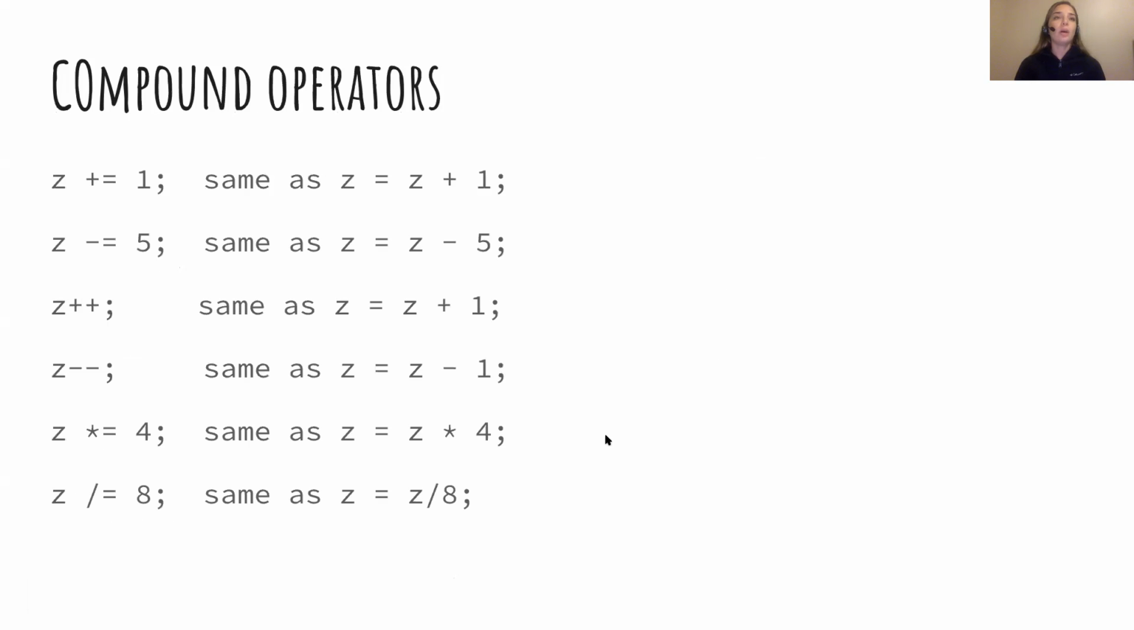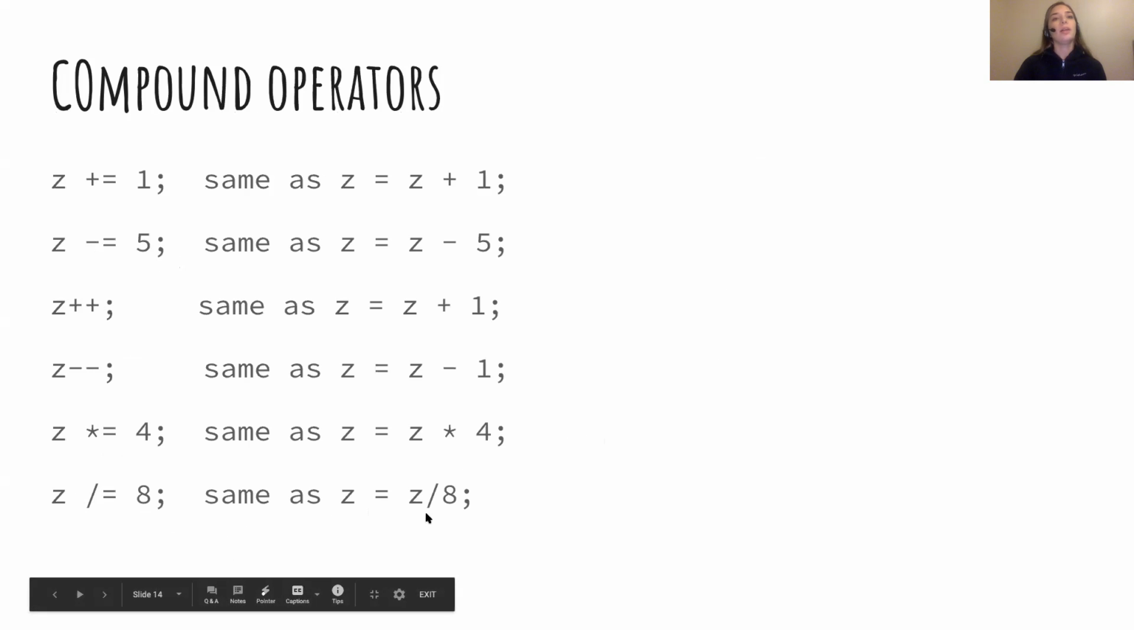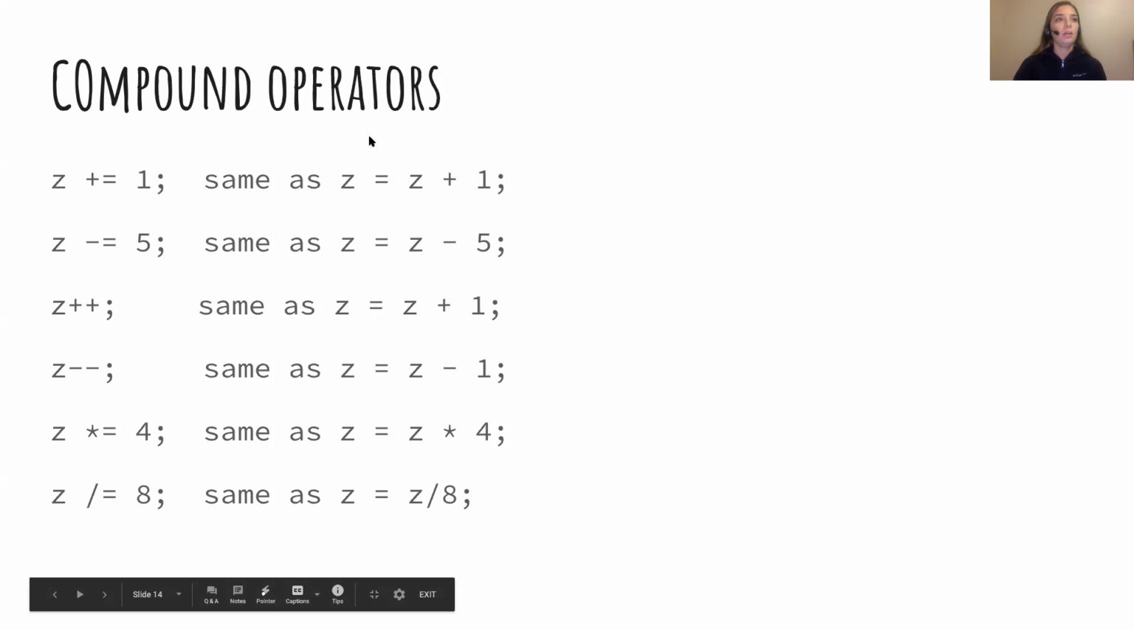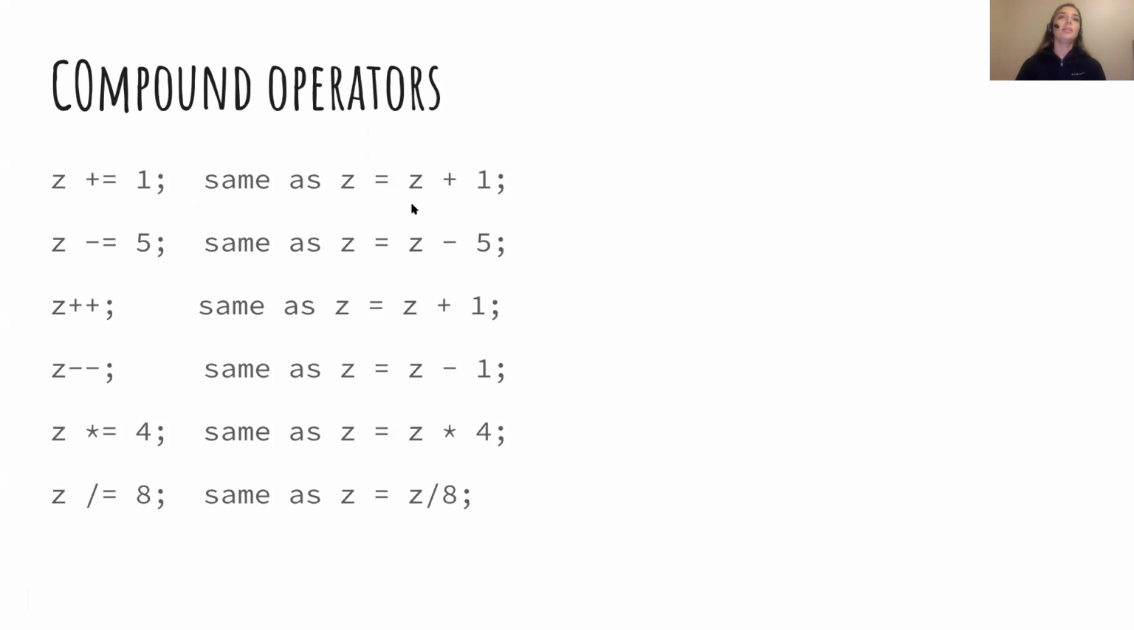There are compound operators, so this is sort of just an easier way of typing things. So if you see here on the left, we have z plus equals 1, z minus equals 5, z plus plus, z minus minus, z times equals 4, and z slash equals 8. So these are the same as saying all this stuff on the right. So z plus equals 1 is the same thing as saying z equals z plus 1. Same thing for minus, plus plus, minus minus.